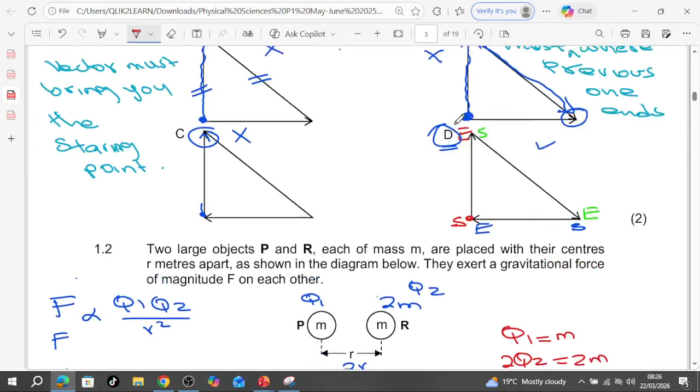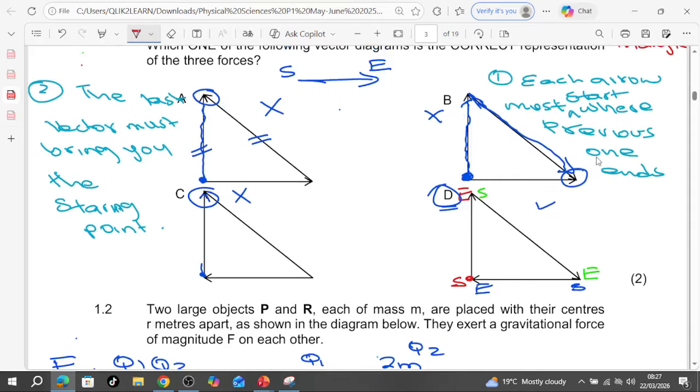This was on the multiple choice question. Remember what we talked about on the multiple choice? Each row must start where the previous one ends, and then the last vector must bring you to the starting point.